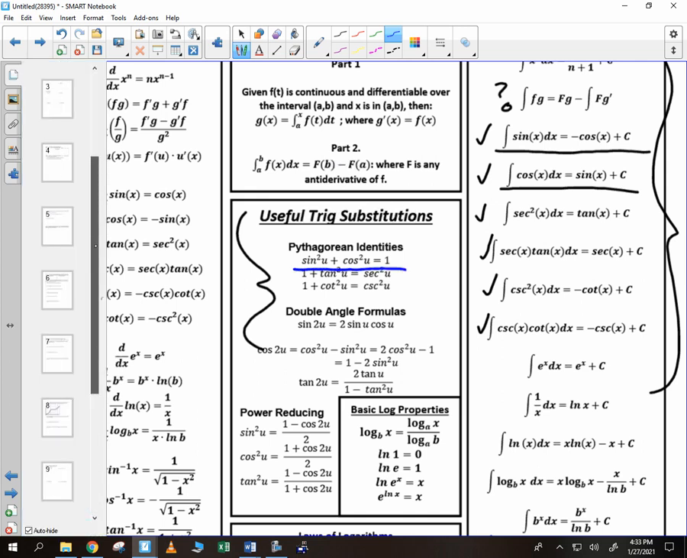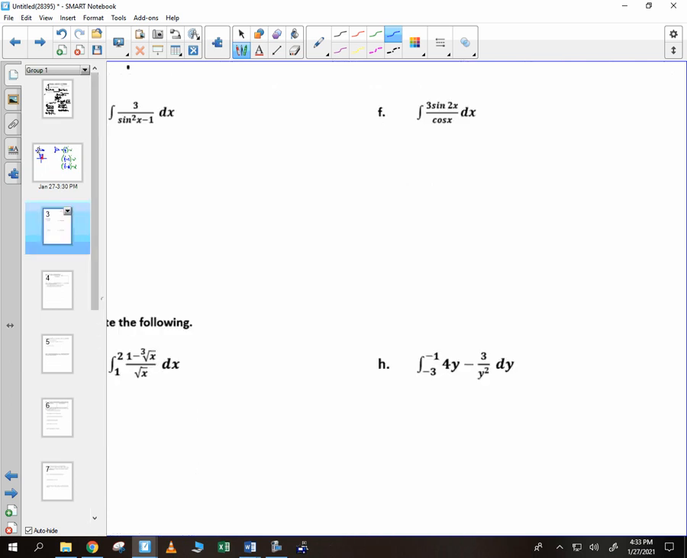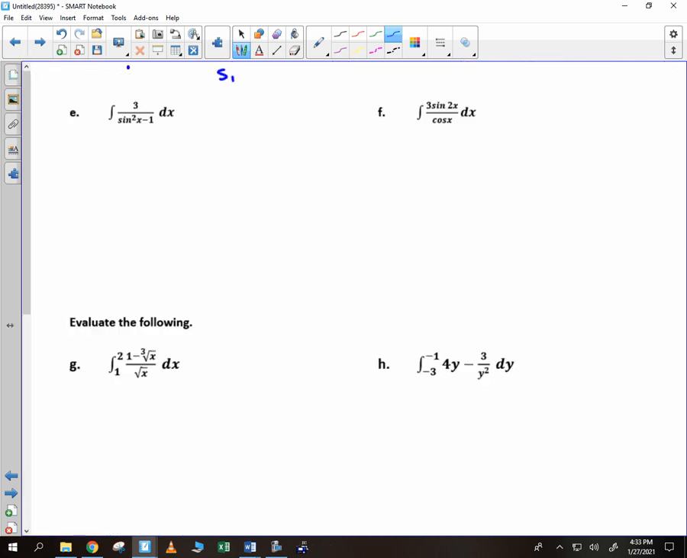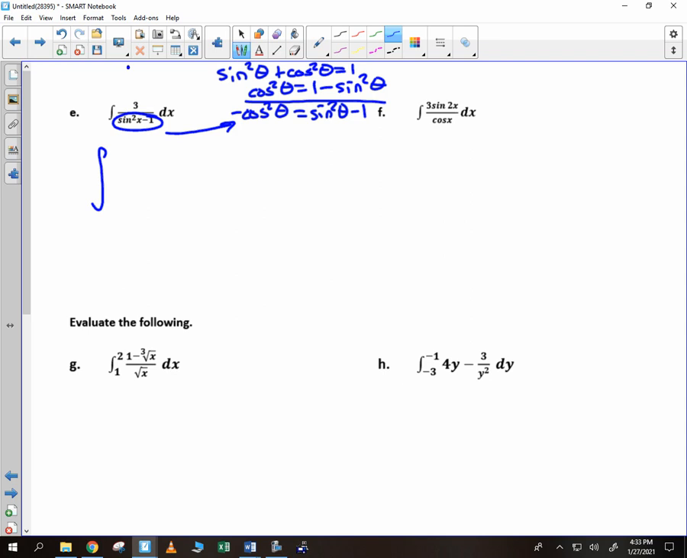And so if we take that into consideration here, you know that sine squared of theta plus cosine squared of theta is equal to 1. And you therefore know that cosine squared of theta is equal to 1 minus sine squared of theta. And we've talked about all these before in previous years. So if you multiply through by a negative, you get negative cosine squared of theta is equal to sine squared of theta minus 1. So we know that this bottom piece here is actually negative cosine squared. So we're going to make that substitution.